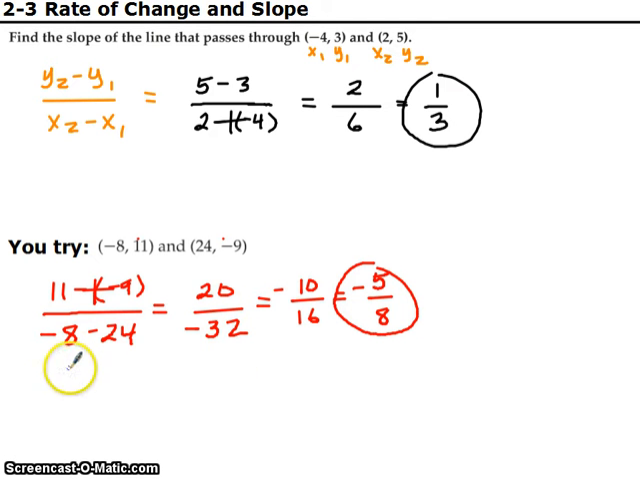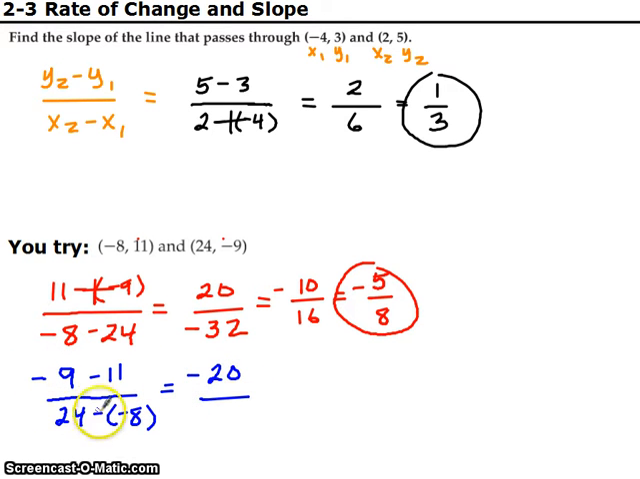Just to show you that you can do it both ways, I could have switched these around. I could have done negative 9 minus 11 over 24 minus negative 8. Negative 9 minus 11, they're both negative, so you just add them together, keep the sign. This double negative turns into a plus. 24 plus 8 is 32.